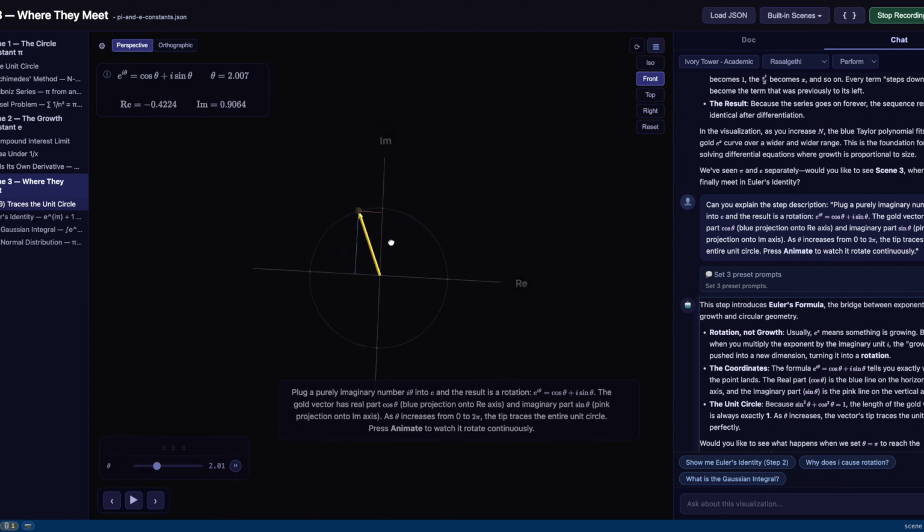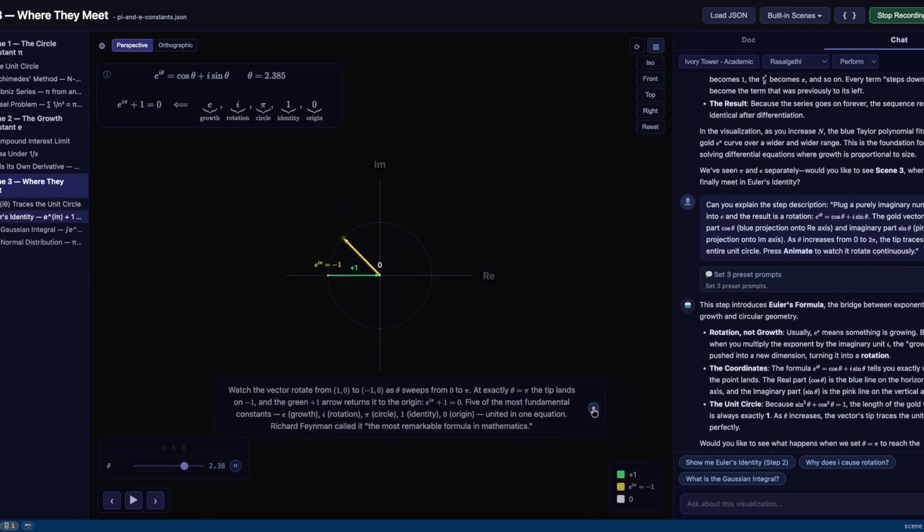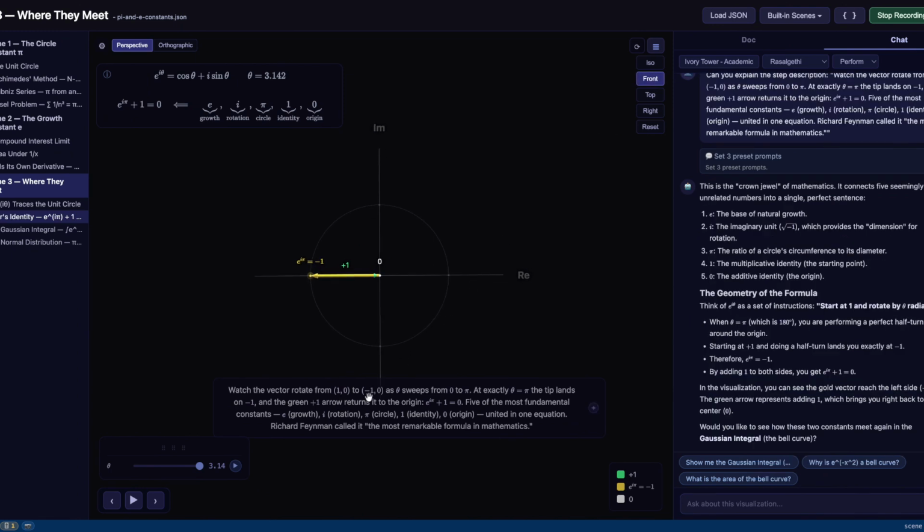The formula e to the i theta equals cosine theta plus i sine theta specifies precisely the terminal point of the rotation. The real component, cosine theta, represents the horizontal axis, while the imaginary component, sine theta, constitutes the vertical axis. Thirdly, we have the unit circle. Given that cosine squared theta plus sine squared theta equals 1, the length of the vector is invariably equal to 1. As theta increases, the terminus of the vector delineates the unit circle perfectly.